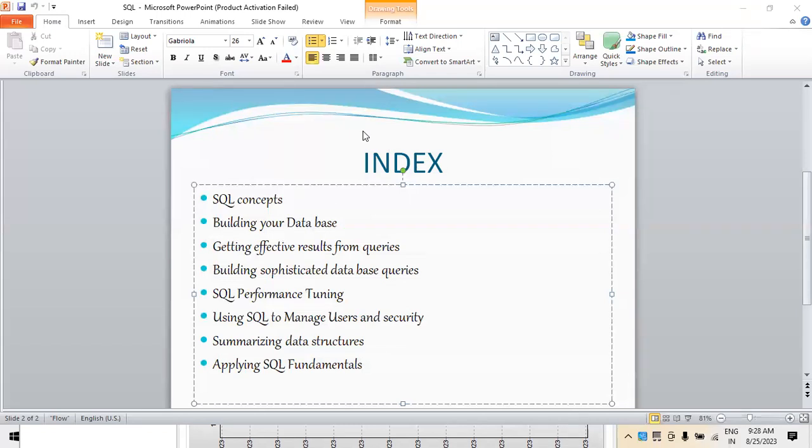So, an overview of data manipulation: populating the tables with data, how to update existing data, and how to delete data from the tables. This sort of knowledge is also required here.